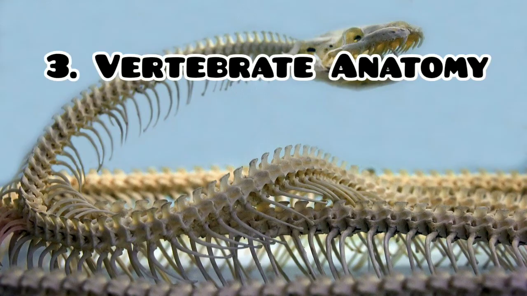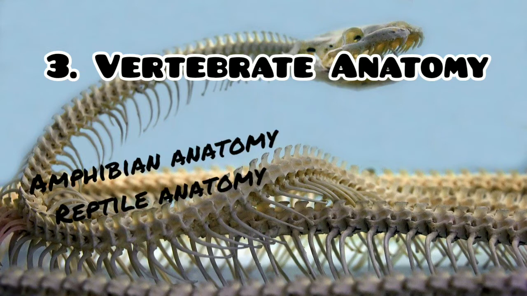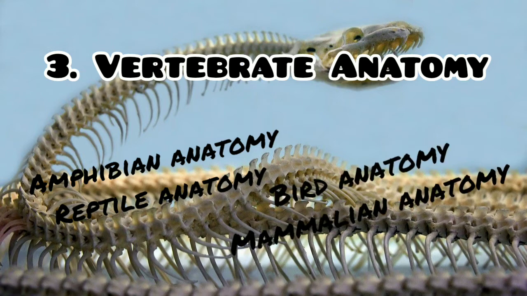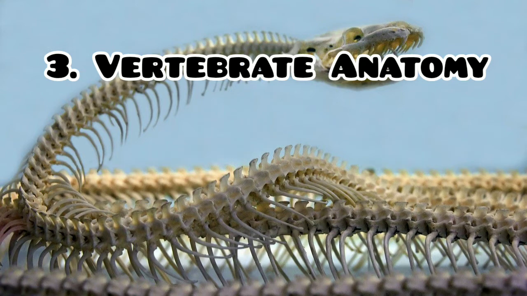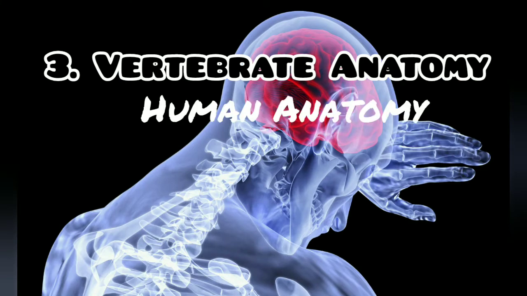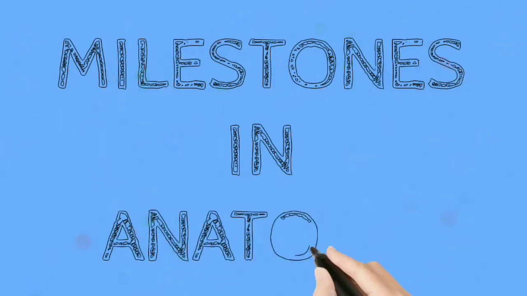Number 3. Vertebrate anatomy. Vertebrate anatomy includes the study of all phyla of vertebrates individually, their structure and their organs. Some of the branches of vertebrate anatomy are amphibian anatomy, reptile anatomy, bird anatomy, and mammalian anatomy. Even though humans fall under mammals, human anatomy is regarded as a separate sub-branch due to its importance in the medical field.